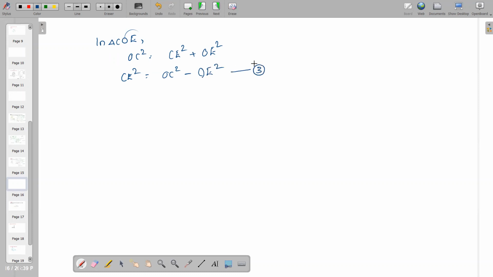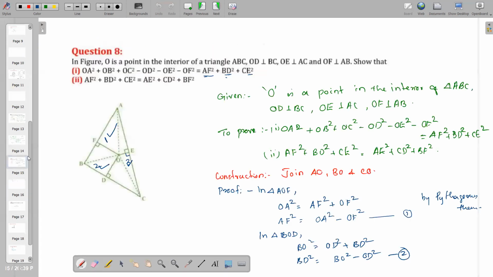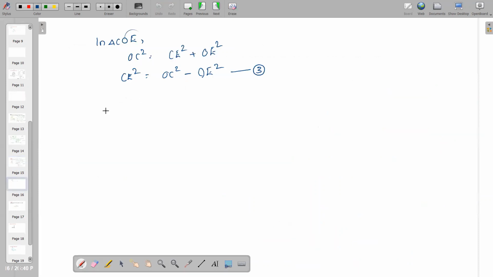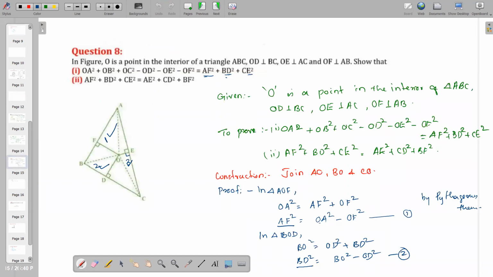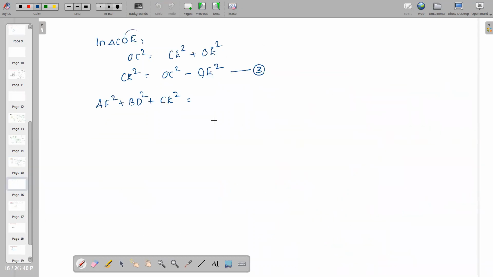Now all these three equations, if we add, what will you get? The first equation is AF square, second equation BD square, and third equation CE square. I am writing here AF square plus BD square plus CE square on the LHS. All the others should be added here. It is OA minus OF, correct? OA square minus OF square.